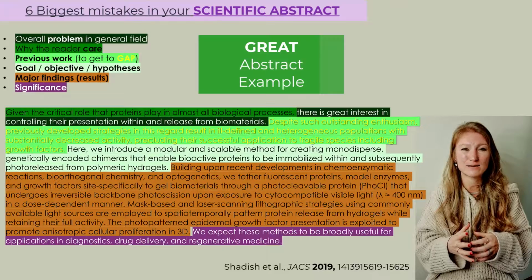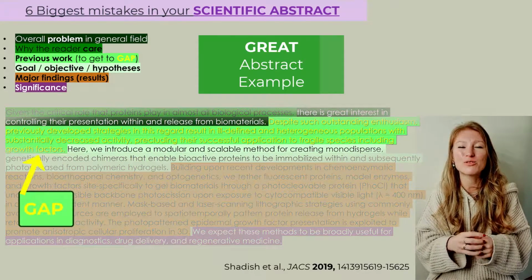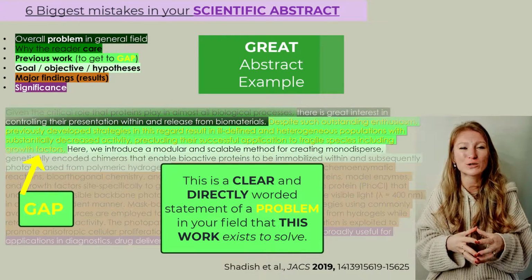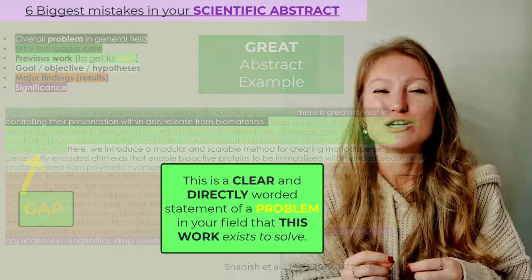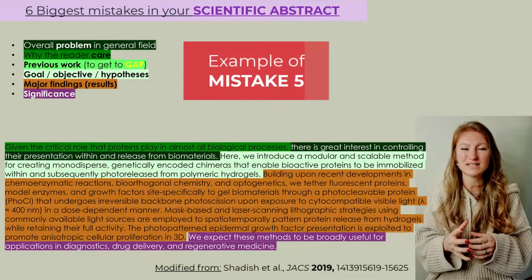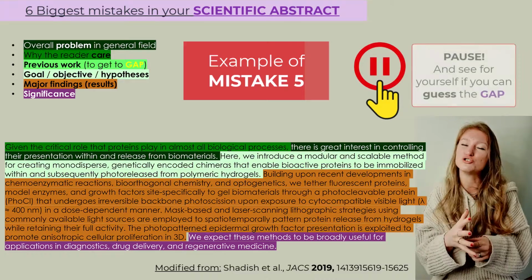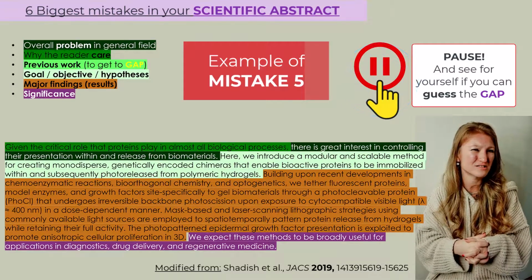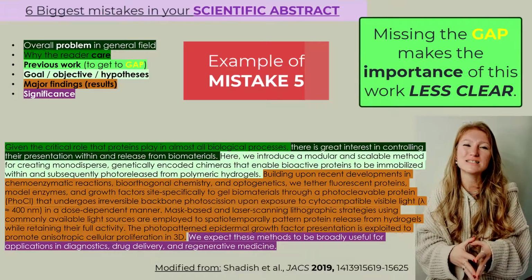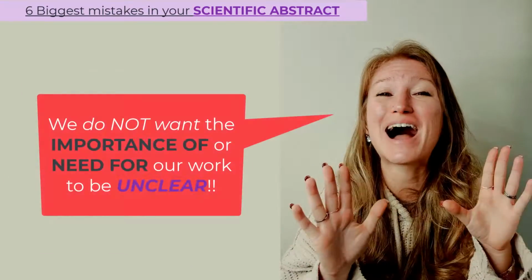Notice again in this sample abstract that we have this yellow text indicating the research gap. Notice how this is a clear and directly worded statement of a problem in your field that your work exists to solve. So let's check out what it would look like if this gap were missing. Can you see how when this statement is missing, the reader has to sort of guess and determine this for themselves? Would you be able to determine this gap for yourself? Unlikely, right? And with that, can you see how it makes the importance of this work a little bit less clear? We do not want this.